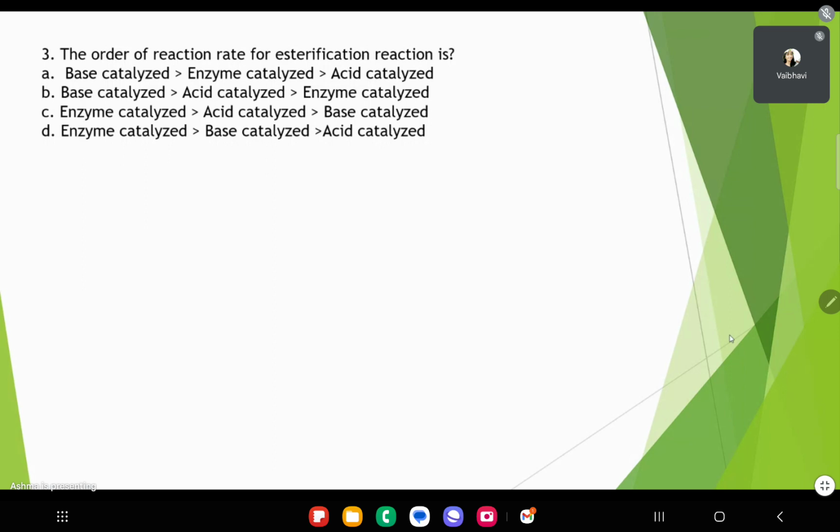So next question is, the order of reaction rate for esterification reaction is A, base catalyzed followed by enzyme catalyzed and then acid catalyzed, or B, base catalyzed then acid catalyzed then enzyme catalyzed, or C, enzyme catalyzed then acid catalyzed and then base catalyzed, or D, enzyme catalyzed then base catalyzed and then acid catalyzed. So we have to say the order of reaction rate for esterification reaction. So I'll give you 2 minutes. So please write your answer in the chat box.